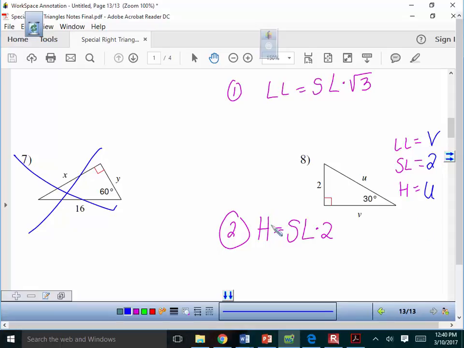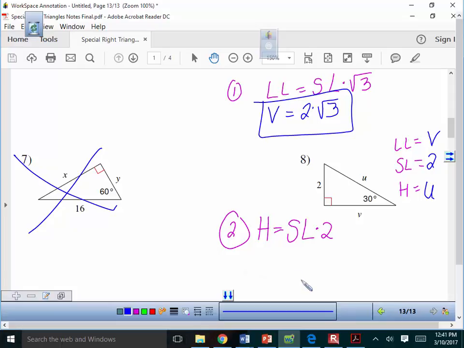What do y'all want to find first? It doesn't matter to me. So what's the long leg? V is equal to the short leg times the square root of 3. So that's just our answer. We found V. We would be done with this one. We found that our V, which is our long leg, is just equal to 2 square roots of 3.